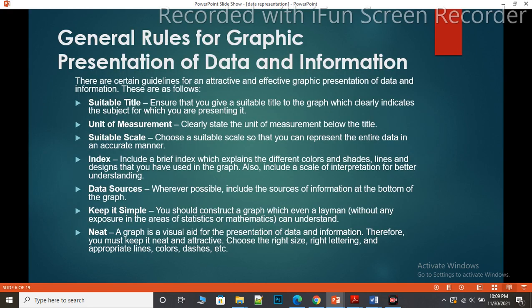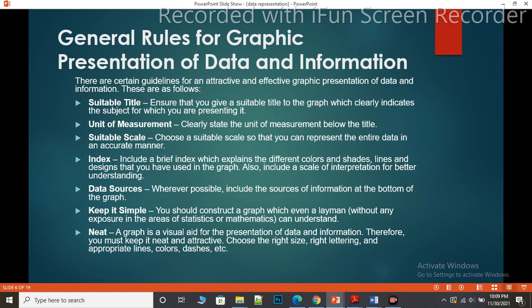So some general rules for graphic presentation of data information are the following. There are certain guidelines for attractive and effective graphic presentation of data information. These are as follows. The first one is a suitable title. You have to give a suitable title to your graph. Ensure that you give a suitable title to the graph which clearly indicates the subject for which you are presenting it.